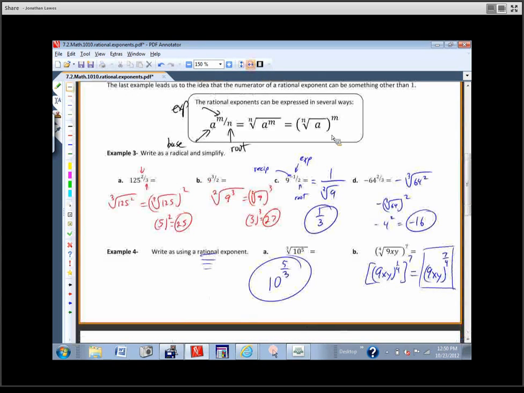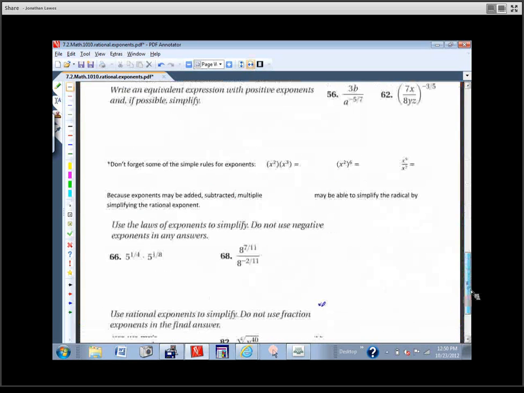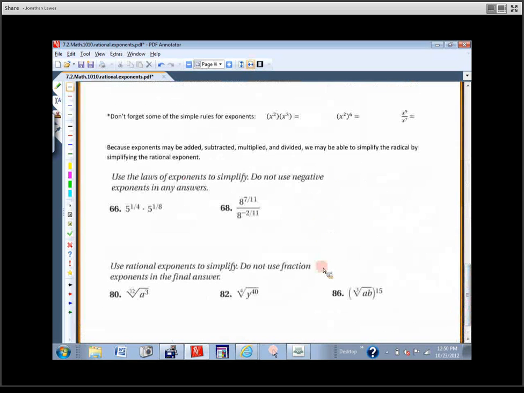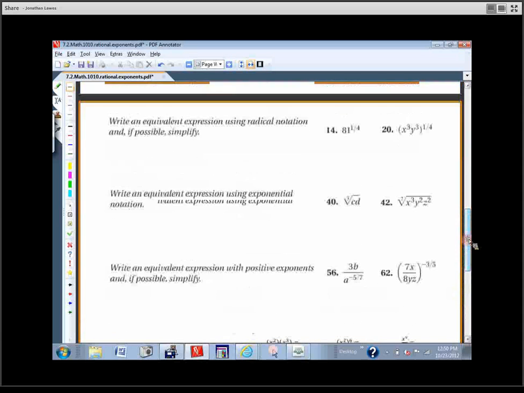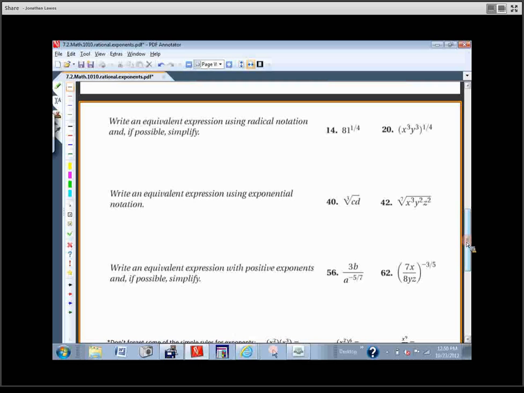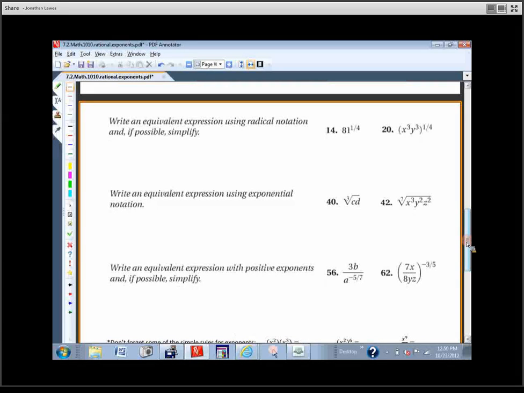Okay, flip it over on the back side. You'll notice that on the back side, we've just got a bunch of problems. These are out of the textbook, and they're very similar to the ones that you're going to see on MathXL. So they've got the same type of instructions and all that sort of stuff, so hopefully this is pretty easy. It says, write an equivalent expression using radical notation and, if possible, simplify.